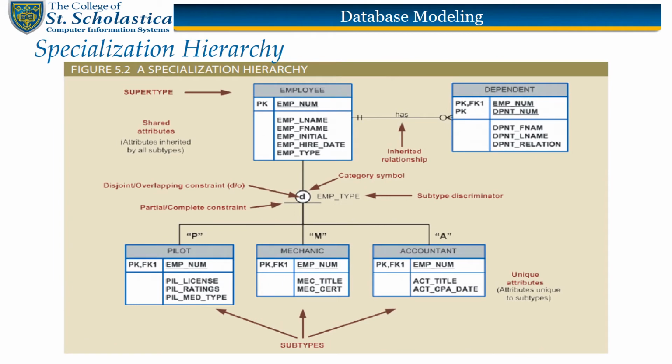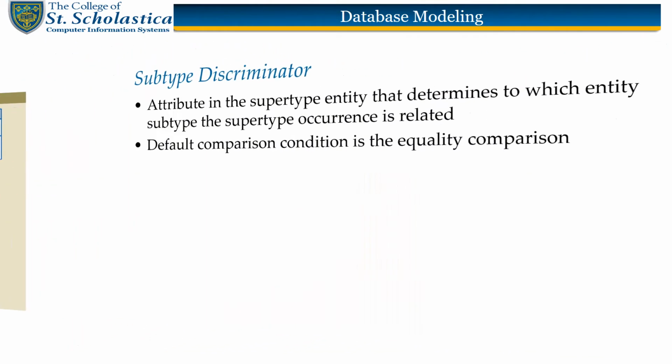Figure 5.2 further illustrates inheritance as the pilots, mechanics, and accountants all inherit the employee number, last name, first name, middle initial, and hire date from the employee entity. Yet, the subtype pilot has unique attributes. The same is true for mechanic and accountant subtypes. Note that the EMP_NUM attribute is the primary key for each of the subtypes.